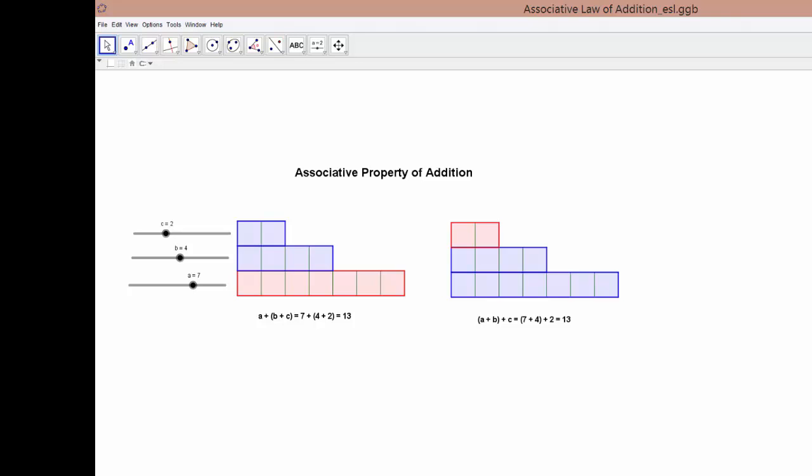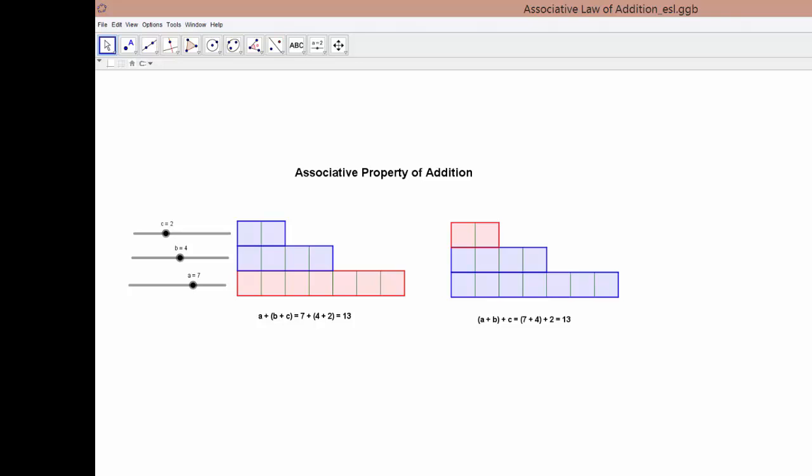So we can see here that we're going to add b plus c first, so that'll be in parentheses. So we have a plus parentheses b plus c, which gives us 7 plus parentheses 4 plus 2. That's 7 plus 6, which is equal to 13 on the left. Now on the right, we're going to add a and b first. So we'll do 7 plus 4 in parentheses, which is 11, and then add 2, which is also equal to 13.